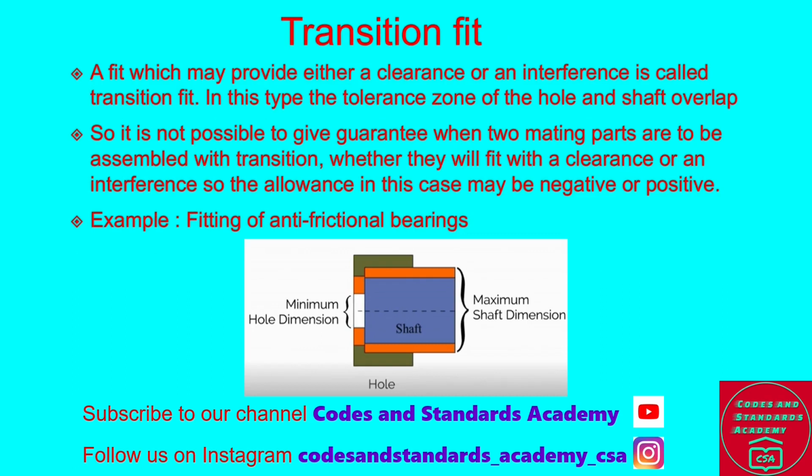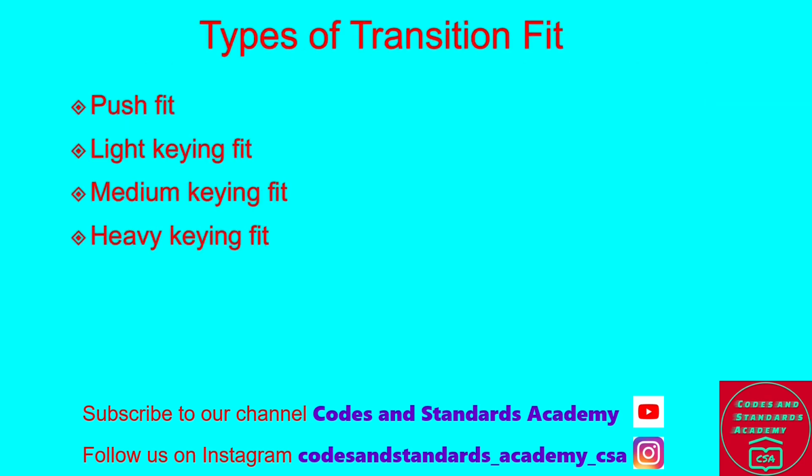Coming to the transition fit. A fit which may provide either clearance or an interference is called transition fit. In this type, the tolerance zone of the hole and the shaft overlap. So we can't predict whether it is of clearance or interference. So the allowance in this case may be negative or positive. Examples are fittings of anti-frictional bearings. Types of transition fit. We have a push fit, light keying fit, medium keying fit, and heavy keying fit.